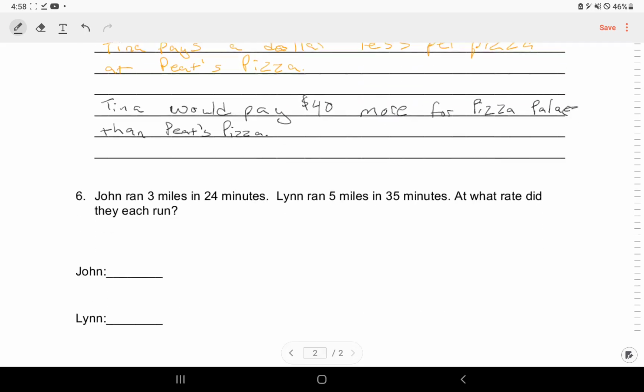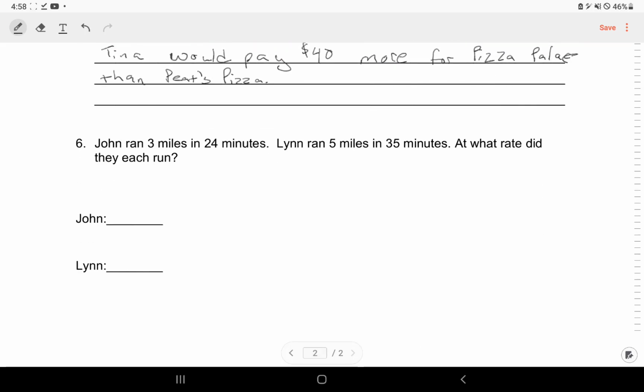Okay, and for the last question, John ran 3 miles in 24 minutes. Lynn ran 5 miles in 35 minutes. At what rate did they each run? So in other words, how many miles per minute? So we're looking for the unit rate.